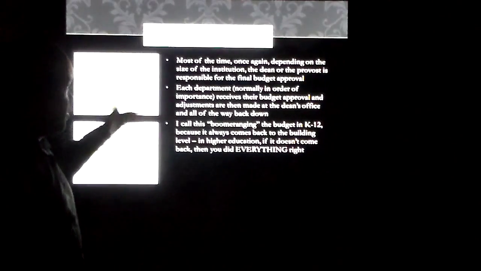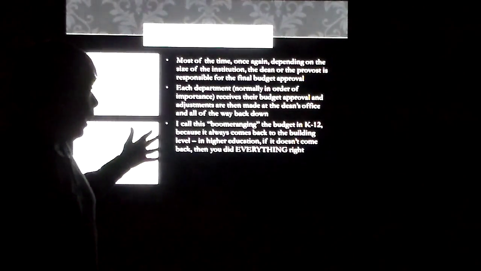So the actual approval of the budget is going to come from the dean or the provost. They're going to get decisions based probably on order of importance from the department, and then it's made at the dean's office and worked all the way back down. You can boomerang the budget in K-12 because it always comes back to the building level. In higher education, if it doesn't come back, that's a good thing. But in K-12, it will always come back to the building principal to say this is what it is, final say. Higher education, if you do it correctly, then in theory, they don't need to look at it anymore. So you're hoping it doesn't come back.